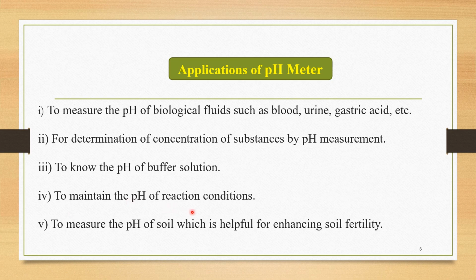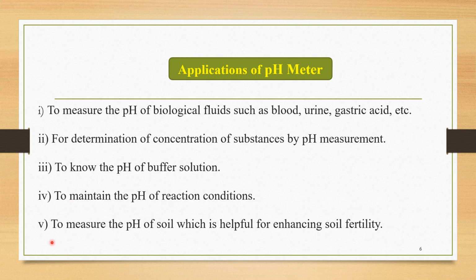The fourth one is to maintain the pH of reaction conditions. In the course of a particular chemical reaction, we have to maintain some conditions. Those conditions we may monitor on the basis of the pH value. So this is an important application of this pH meter in the mechanism of a particular chemical reaction.